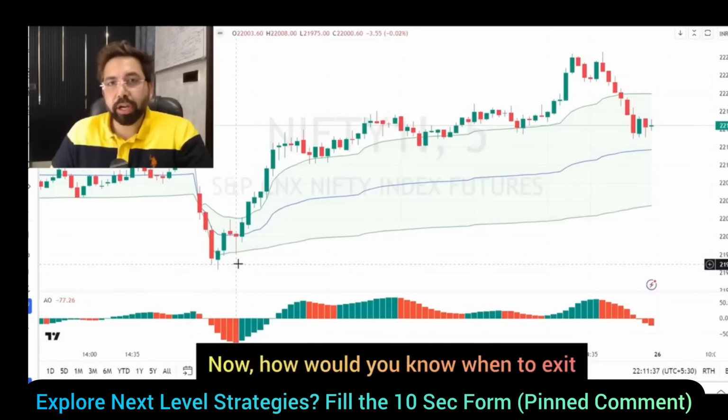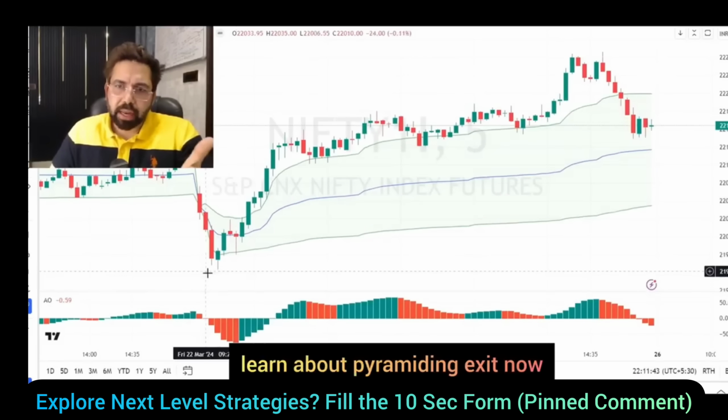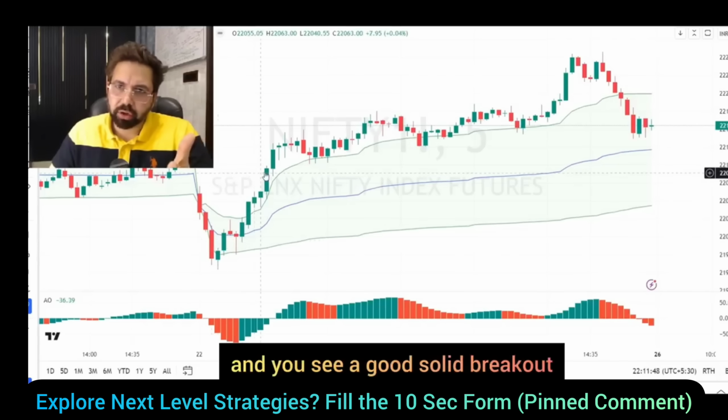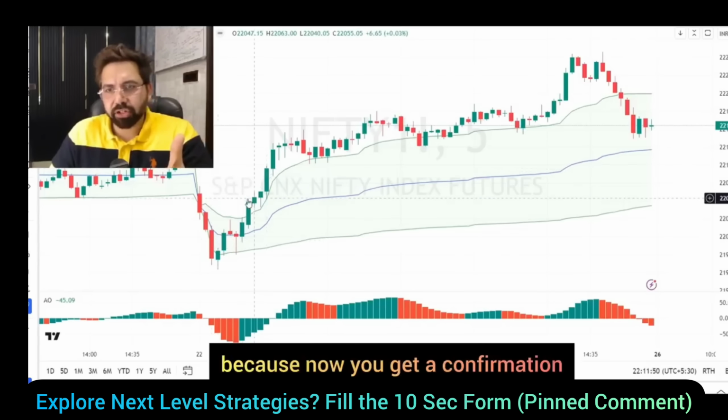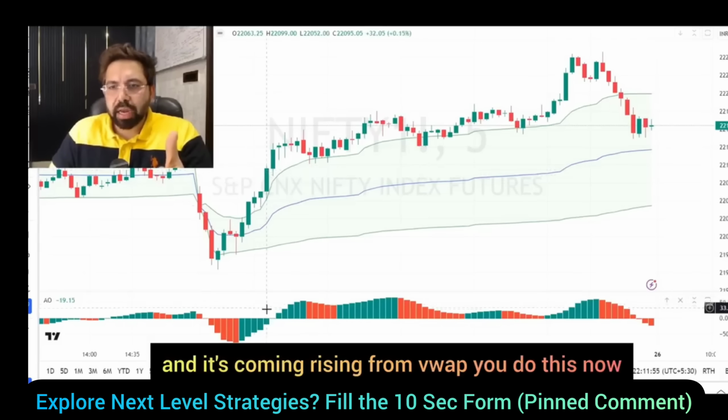Now, how would you know when to exit? Obviously, you're going to do a pyramiding exit. That's obvious. Learn about pyramiding exit. Now, suppose you take a breakout, right? You see a conjunction and a good solid breakout, and you enter here because now you get a confirmation that the breakout is really good. It's nice and it's rising from VWAP. You do this. Now, when to exit?